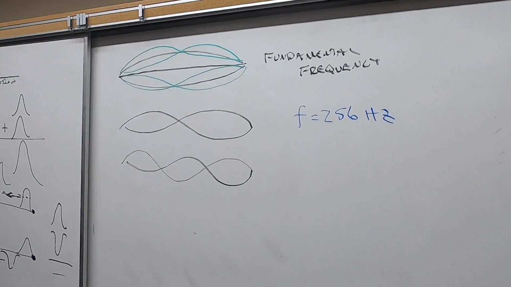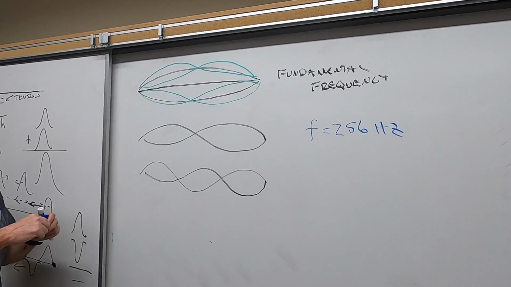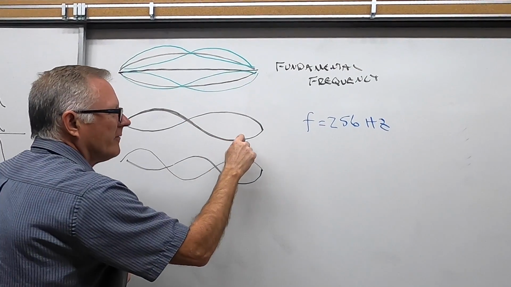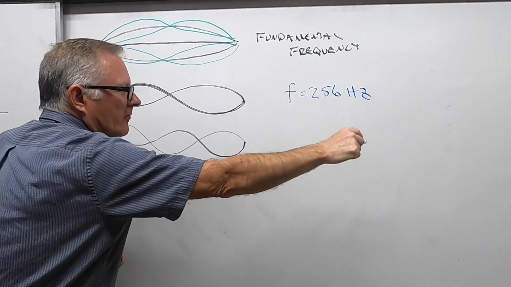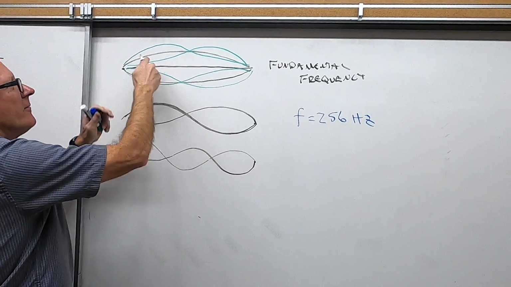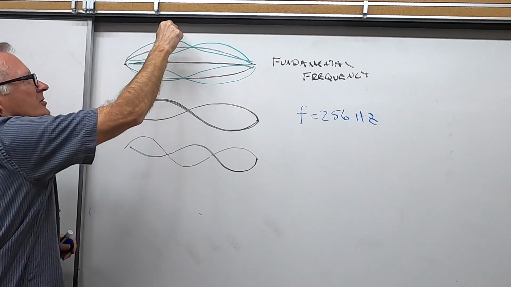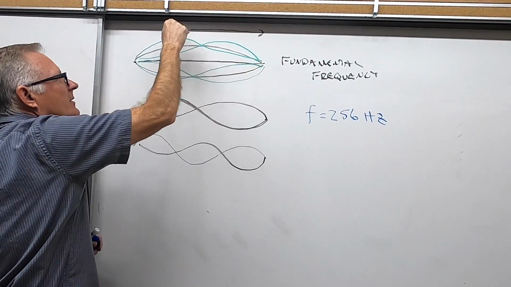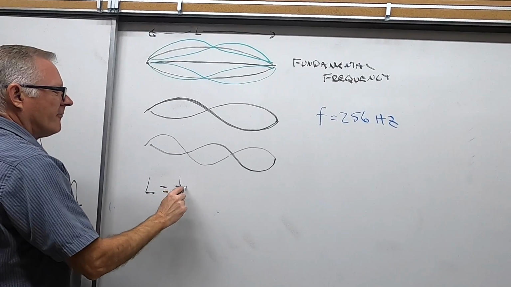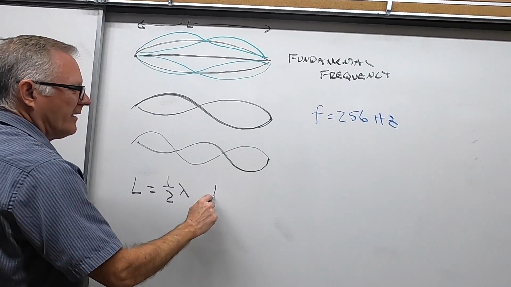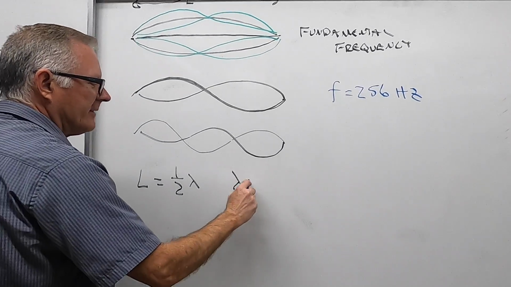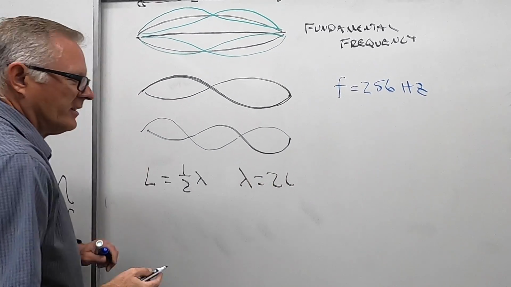Okay, so now we know the definition of the wavelength: this is one wavelength, from here to here. It repeated itself. Here's one wavelength. This is only half a wavelength. So the length of your guitar string for the fundamental frequency is half the wavelength. Or the wavelength is twice the length of your string.